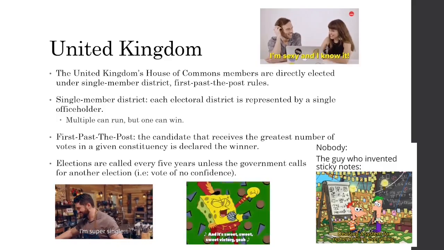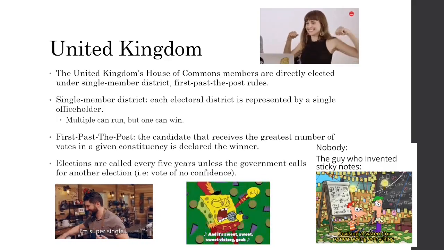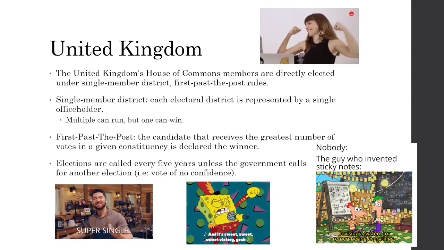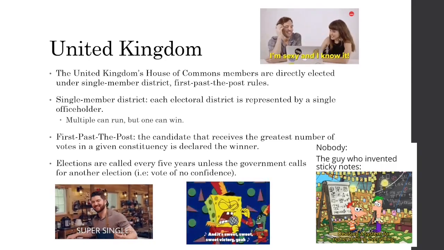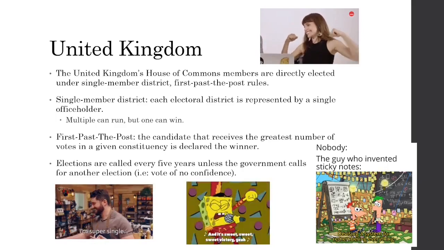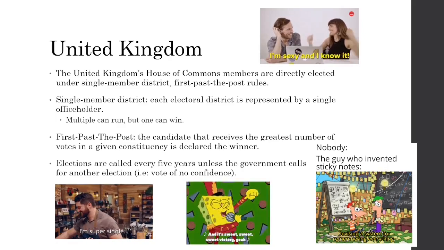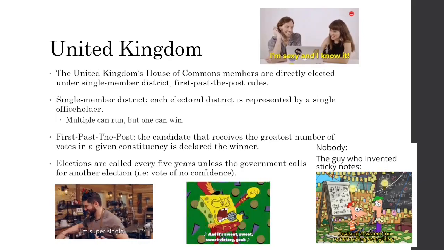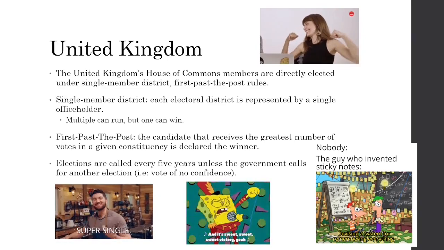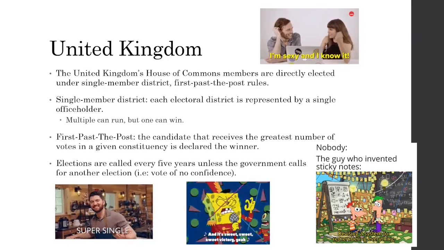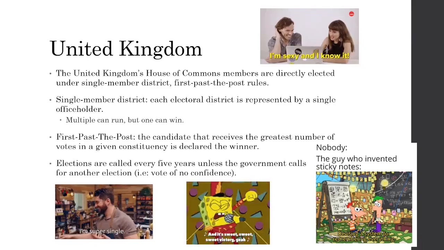And in the United Kingdom, elections are called for the House of Commons every 5 years, unless the government calls for another election, a vote of no confidence. And again, I'm going to reemphasize that the Prime Minister, who is the head of government, is not called in through an election. They are appointed by the majority party of the House of Commons.